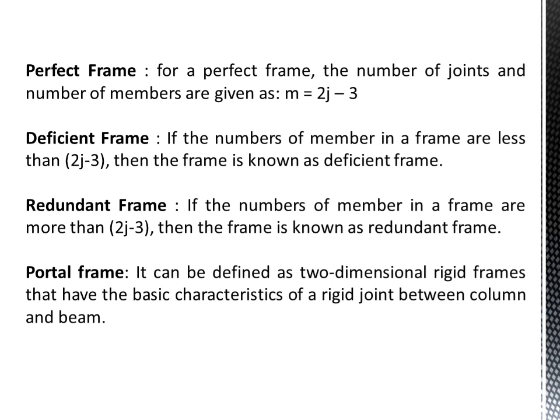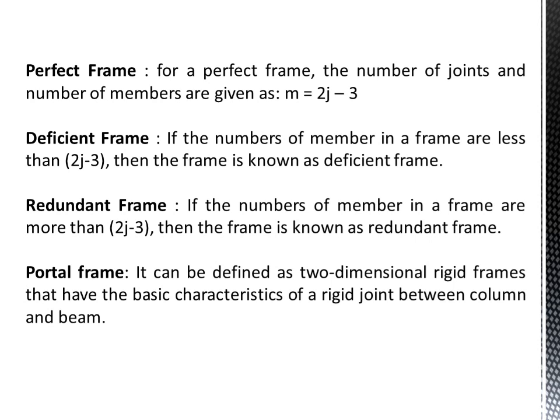Then coming to the redundant frame. If the number of members M is more than 2J minus 3, then the frame is known as a redundant frame. That is, a redundant frame will always be provided with extra reactions beyond those required for the stability of the structure.